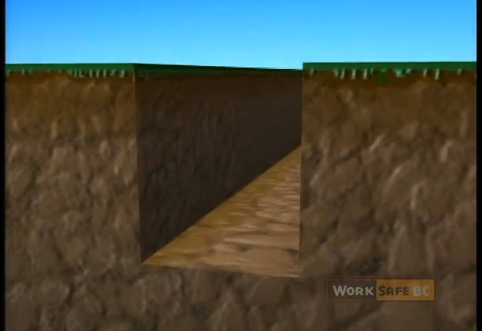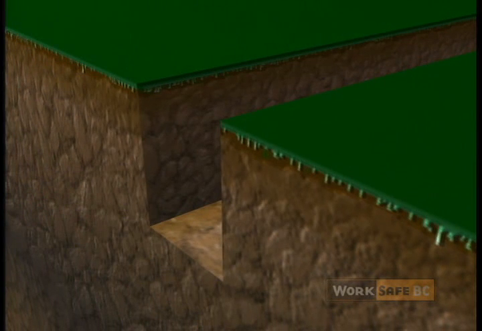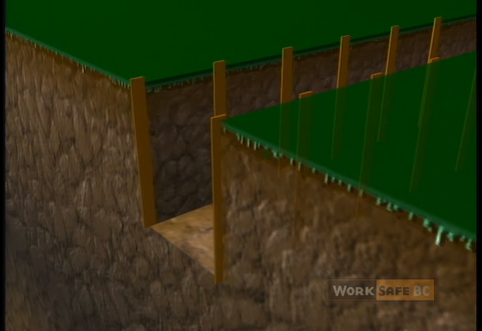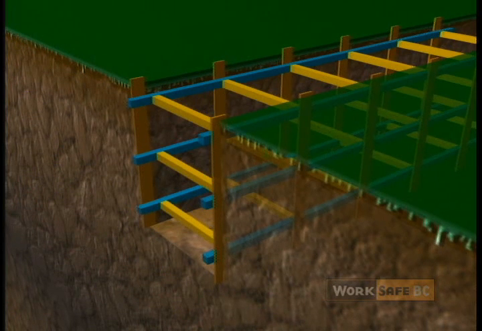A trench support structure, other than those designed by a professional engineer, will include uprights or soldiers, stringers or wales, and cross braces or trench jacks.